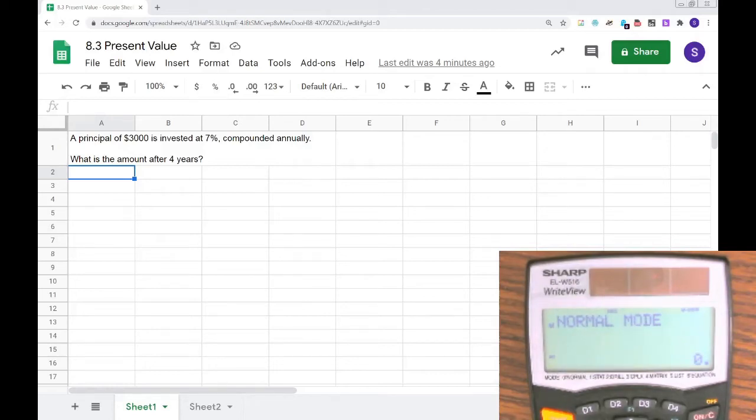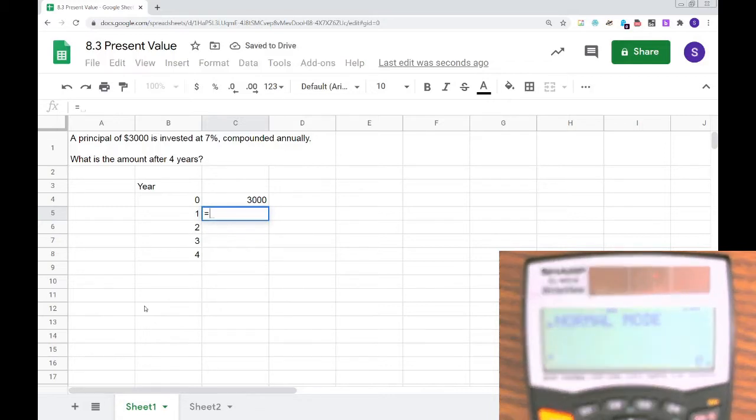A principal of $3,000 is invested at 7% compounded annually. What is the amount after 4 years? So we're going to count the years. And the $3,000 is going to grow by 7% each year.